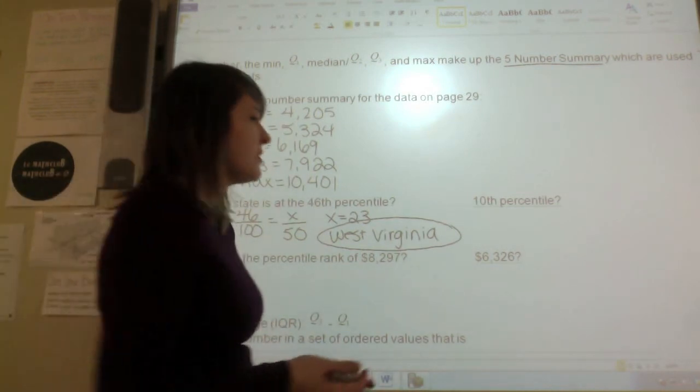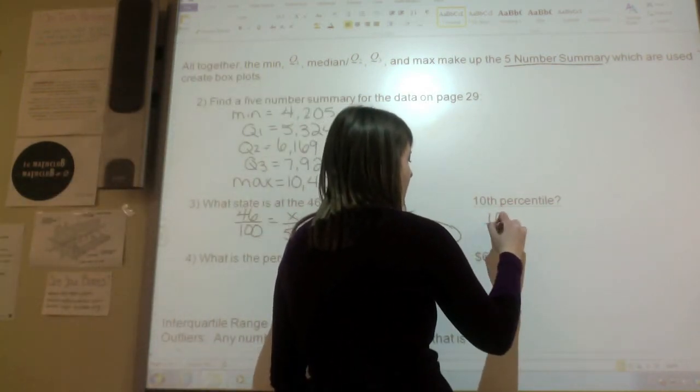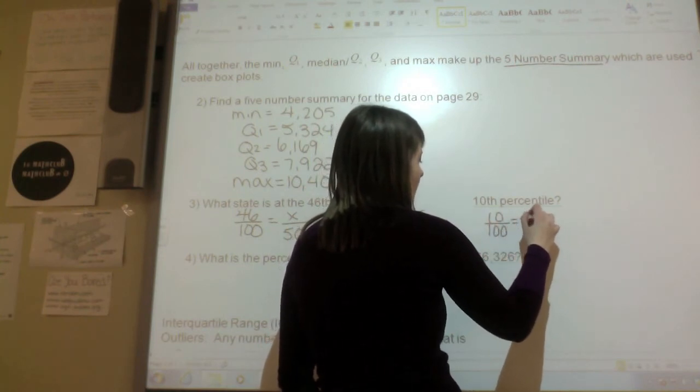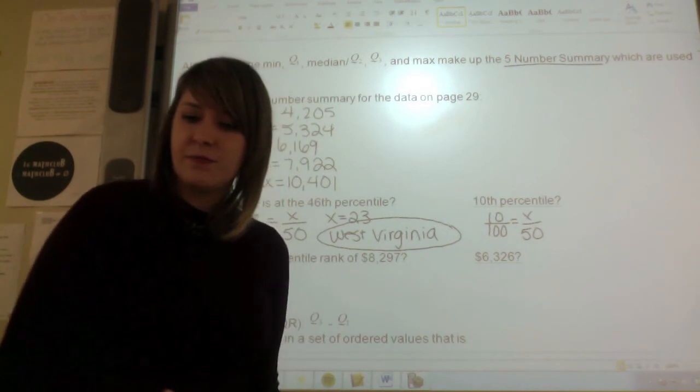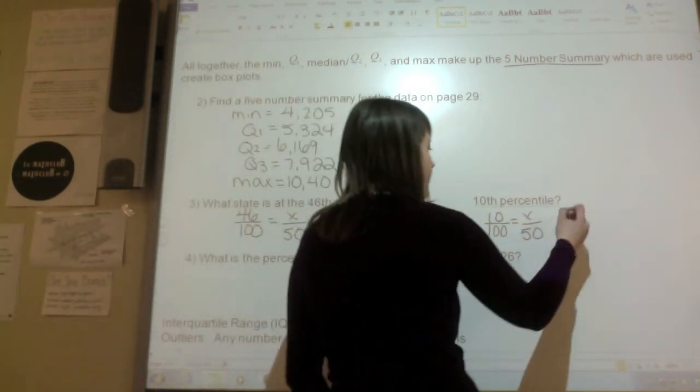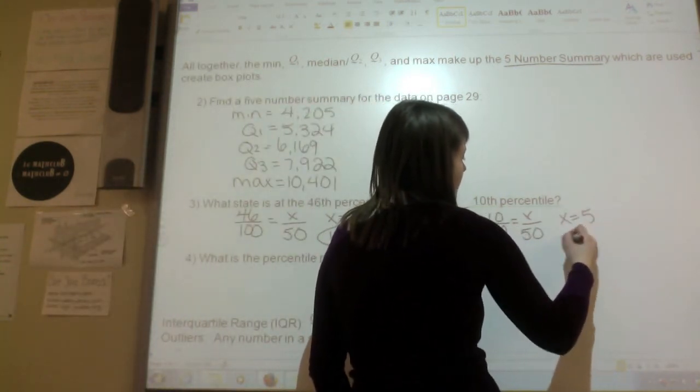Okay, for the 10th percentile, you can do the same thing. I've got 10 over 100 equals x over 50. When I solve that out, I get x equals 5, and that is going to be Tennessee.